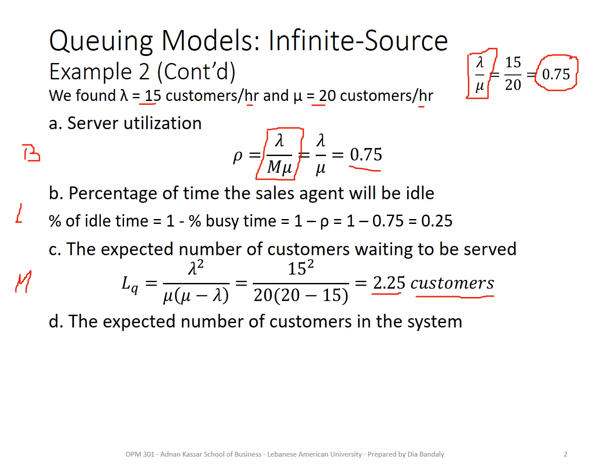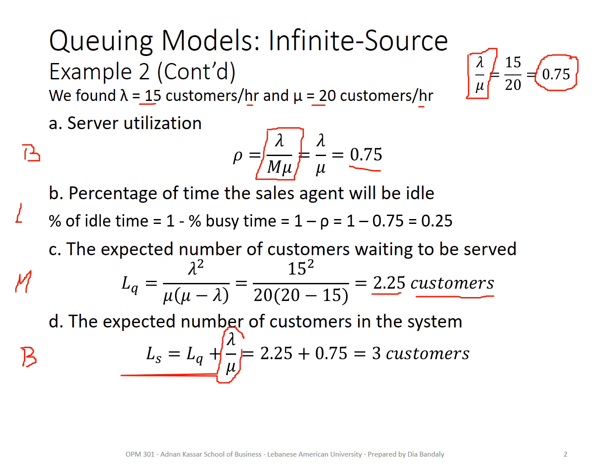So we can use the basic relationship, right? It's a basic relationship where we know the relationship between LS and LQ. So here we go. LS is LQ plus lambda over mu. Why lambda over mu? Because this is the number of people being served at any point of time. Again, our famous ratio. So that's 3 customers.